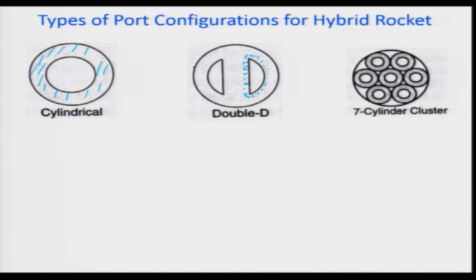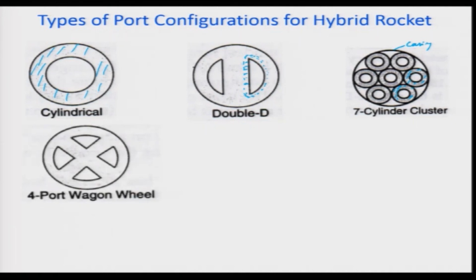And there is another one which has 7 cylinder clusters. Of course, people can go for different ones. Each one is cylindrical, and these have been compacted into another casing. This is known as the casing, and a total of 7 of them people have used. This is a very good one as compared to cylindrical, and we will see. And besides this, there is the 4 port wagon wheel, and the wagon wheel is the most popular one among all these, and it is being used.